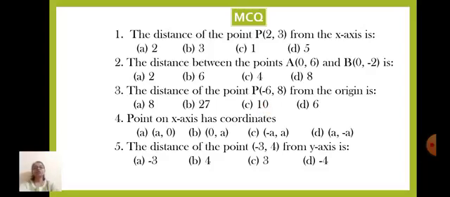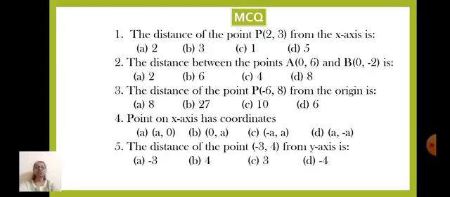Now question number 4. A point on the x-axis has coordinates. All the points which are on the x-axis have their y coordinate 0. So here which is the correct option then? Option A. That will be of the form (a, 0).